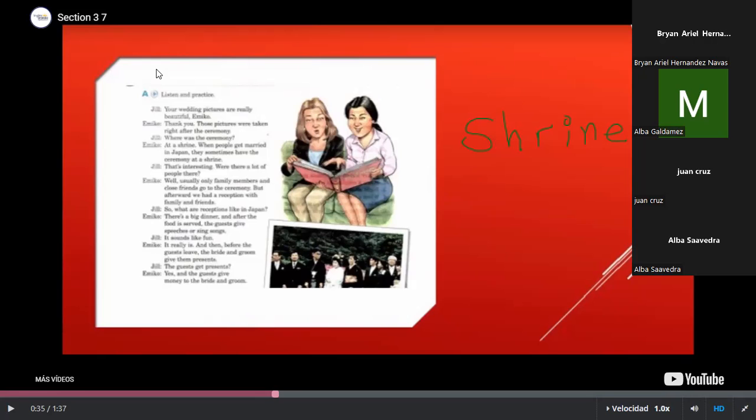Okay, what else? Talking about presents, they think that they have to give money instead of a gift. Maybe they can give money.